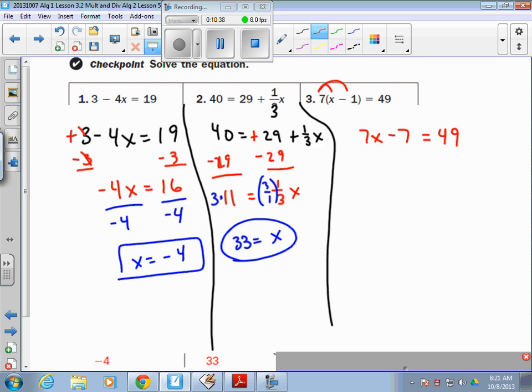Now let's start undoing. Undo -7 by adding 7. If you add 7 to the left, add it to the right, it leaves you with 7x equals 56. Then undo 7 times something by dividing by 7. Do it to the left, do the same to the right. X equals 8.